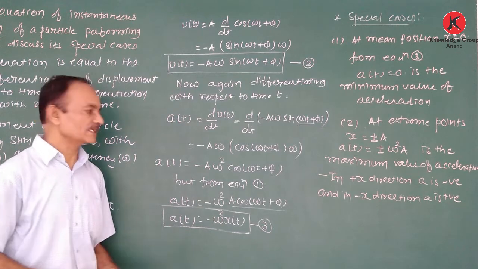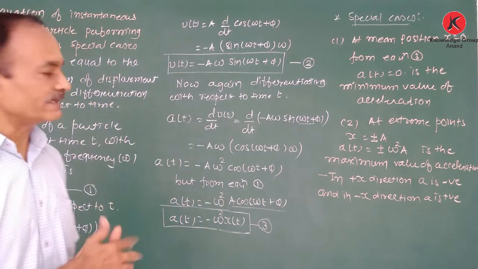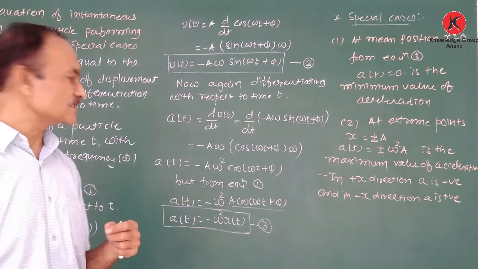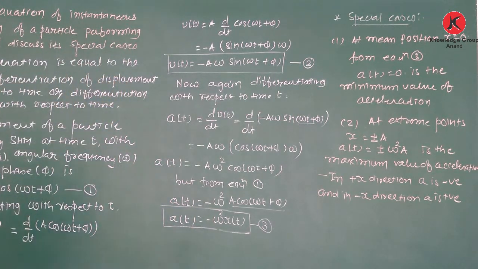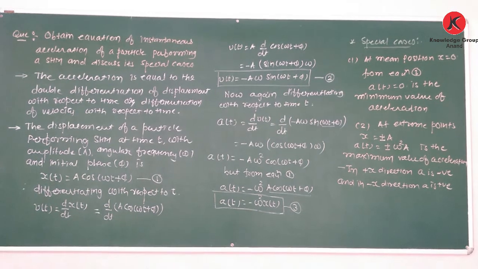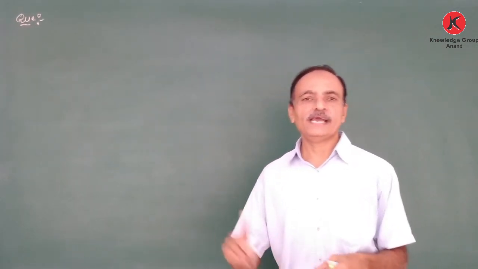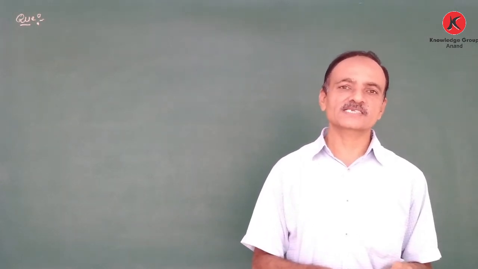In a similar way to velocity, we obtain the equation of the acceleration by taking the double derivative, or double differentiation, of displacement with respect to time, and we obtain the instantaneous acceleration, this equation. Now we have the equations of velocity and acceleration. Maximum velocity is plus or minus a omega, and maximum acceleration is plus or minus omega square a.